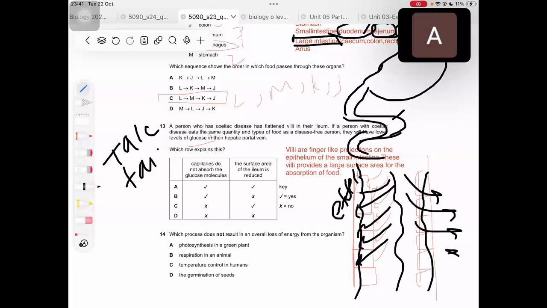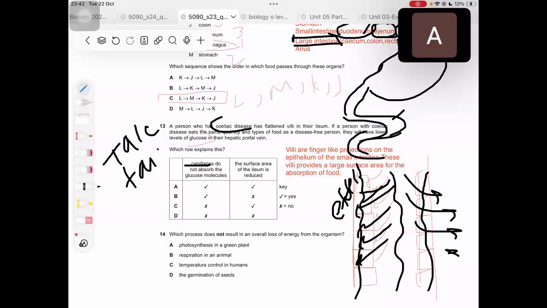So you can see the glucose level or the nutrient level present in the hepatic portal vein is lower. The hepatic portal vein is the blood vessel which carries nutrients from the small intestine into the liver. So the reason why they're not absorbed is because of the lower surface area. The villi has a lower surface area in a celiac patient.